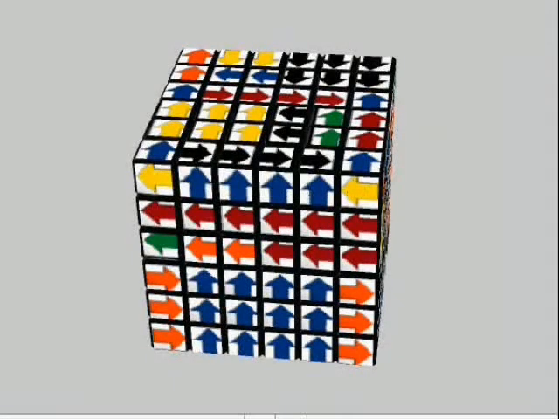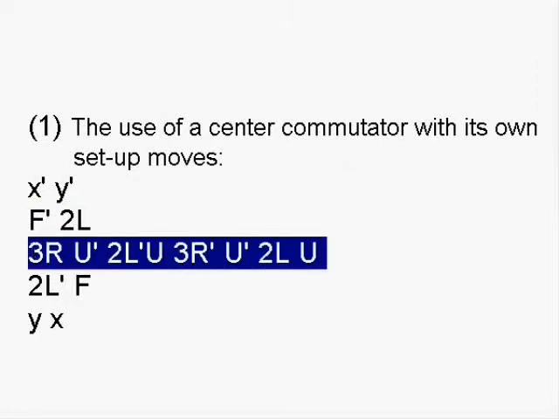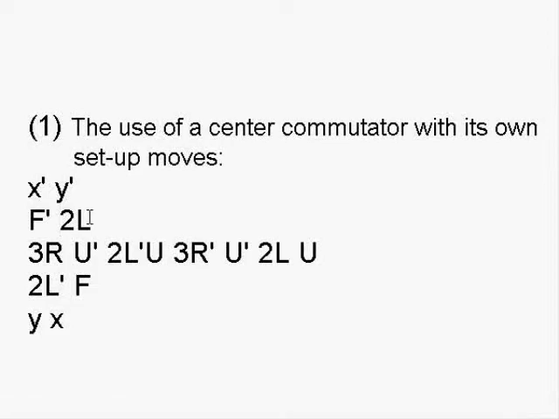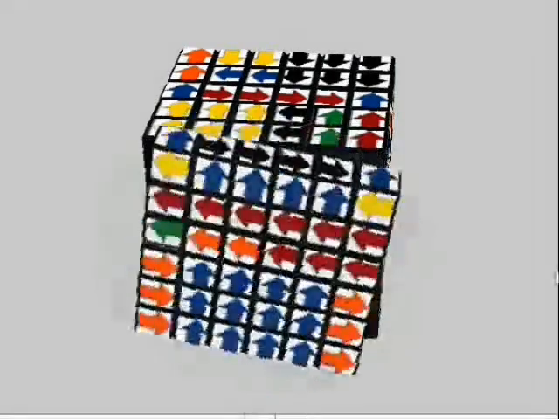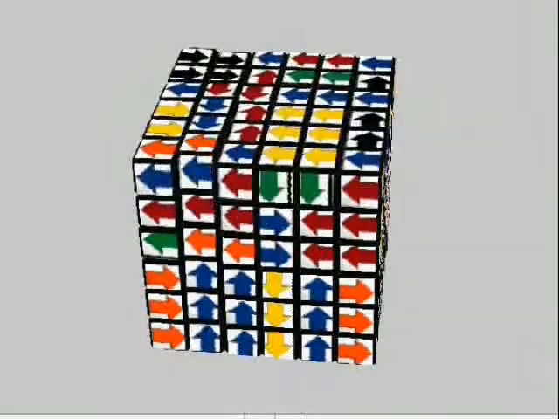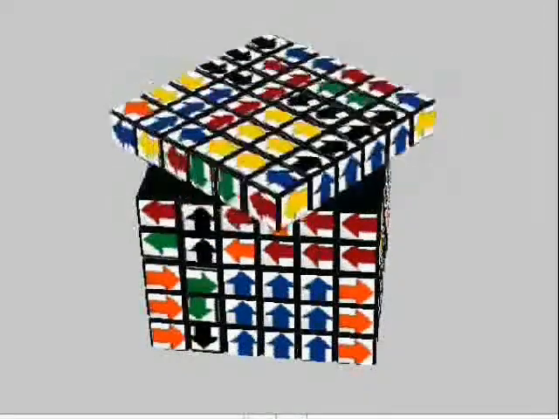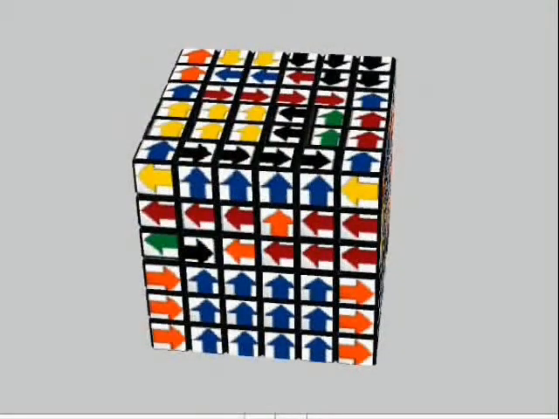If we did execute the center commutator, which is this, from this point, ignoring the setup move 2L, what's going to happen is something we don't want. We move that up so that red piece is there, we move it over, and execute the center commutator. And then we can invert F.